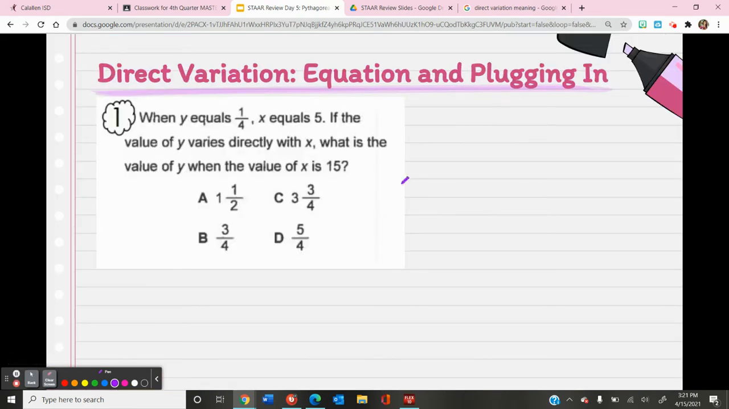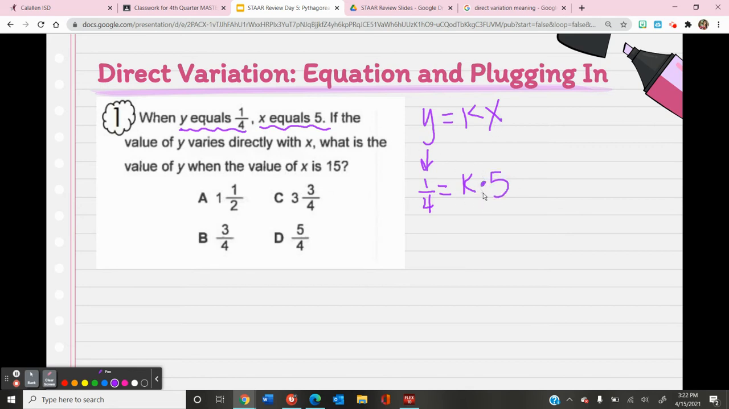Here it says, when y equals 1 over 4, x equals 5. If the value of y varies directly with x, what is the value of y when the value of x is 15? We're first going to start off by looking at our equation, y equals kx, and we're going to be plugging in our x and y value. This will allow us to find our constant of proportionality, which gives us our equation, which we can then use here. Here it says y equals 1 over 4 when x equals 5. So y was 1 over 4, and this equals k times our x value, which is 5.